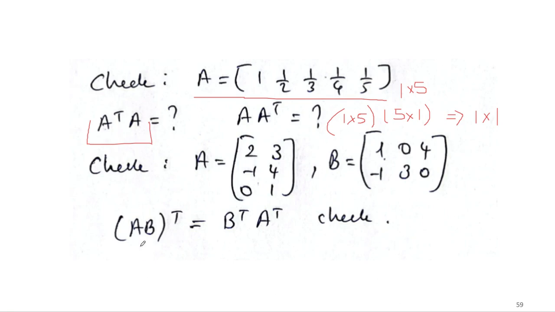And similarly, you can check that A times B transpose is the same as B transpose times A transpose for this specific A and B given. You can just verify this and convince yourself that our properties are actually valid.